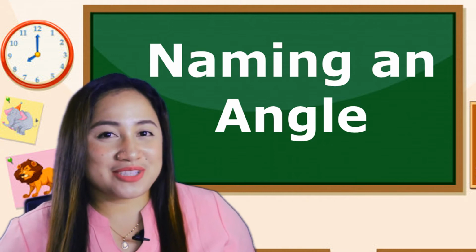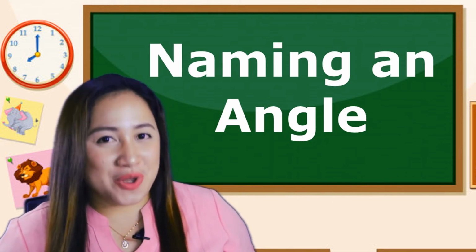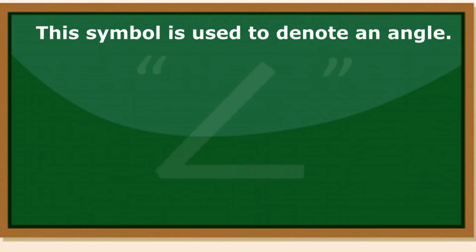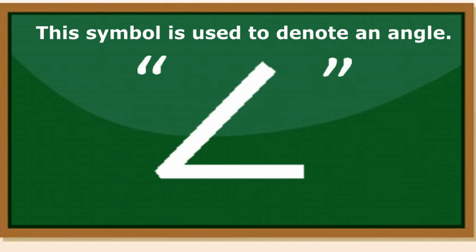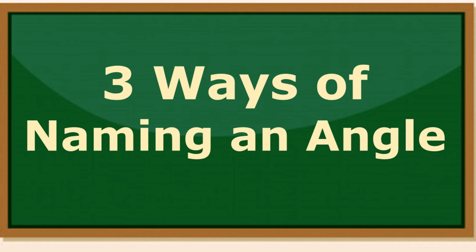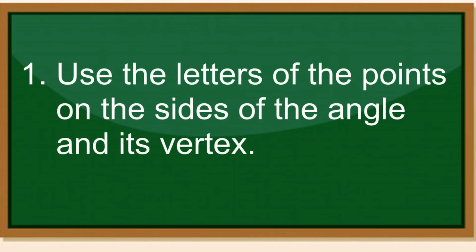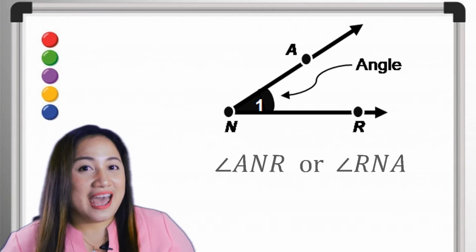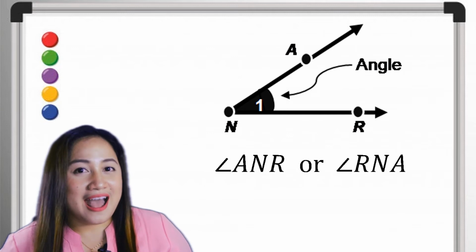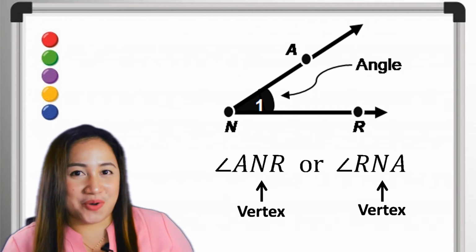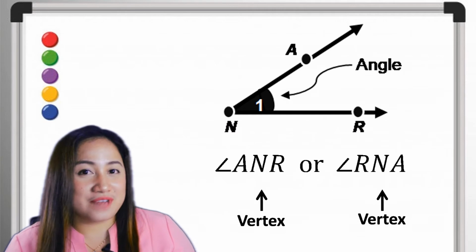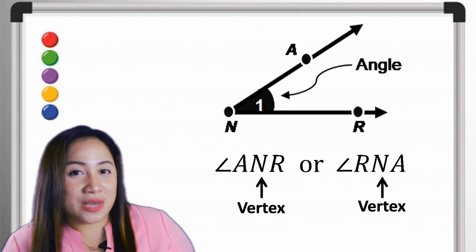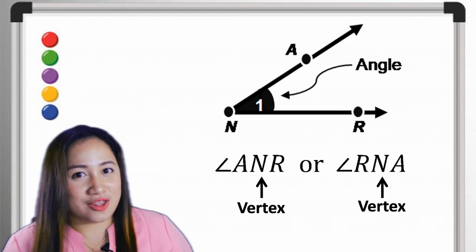vertex. When talking about angles, it is important that we know how to name them. To name an angle, we use the symbol to denote an angle and the three different ways of naming it. The first one is by using the letters of the points on the sides of the angle and its vertex. Going back to the figure that we use, this angle is named angle ANR or angle RNA. Now take note that when using this way of naming an angle, the vertex should always be placed in the middle of the two other points.